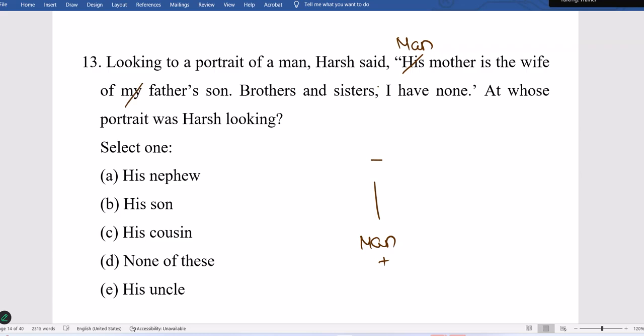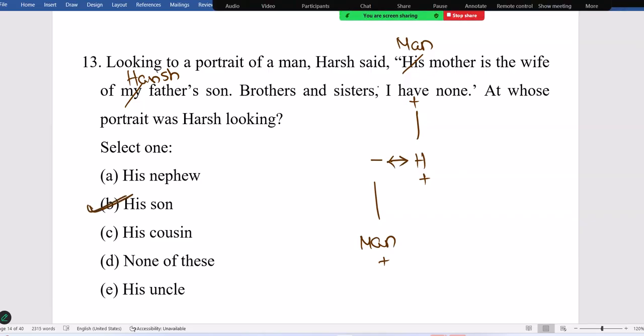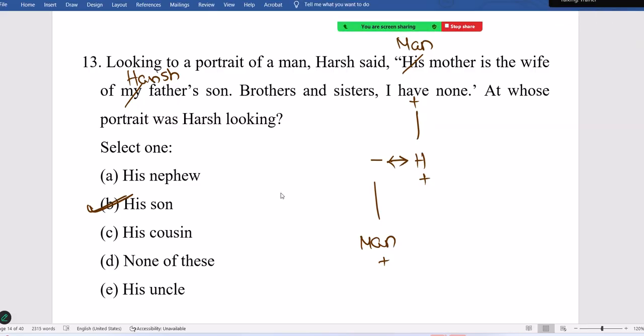So here my means Harish. Harish, okay, brothers and sisters, none for Harish. Father's son means Harish only. So Harish and the man's mother are, okay, wife and husband. So now, whose portrait was Harsh looking at? His son's portrait. He is looking at his son's photograph. Okay, his means the man here. Okay, so let's see about the next one. Hope you understand this.